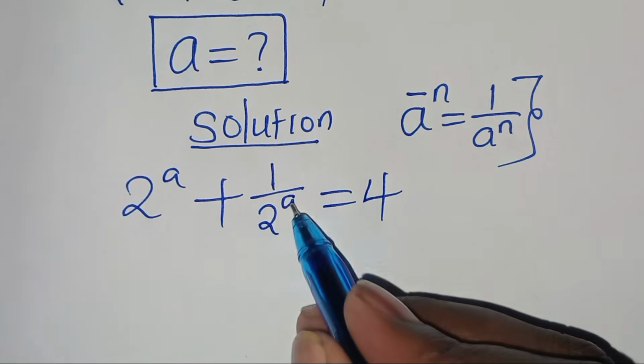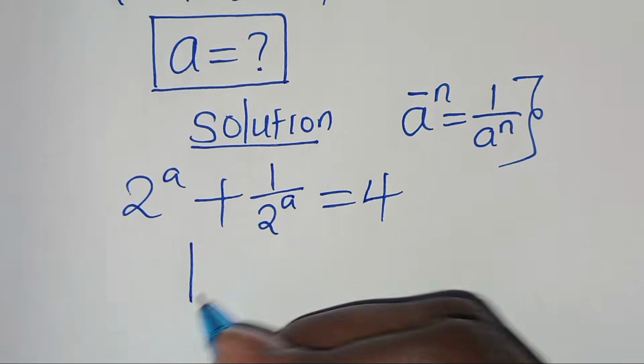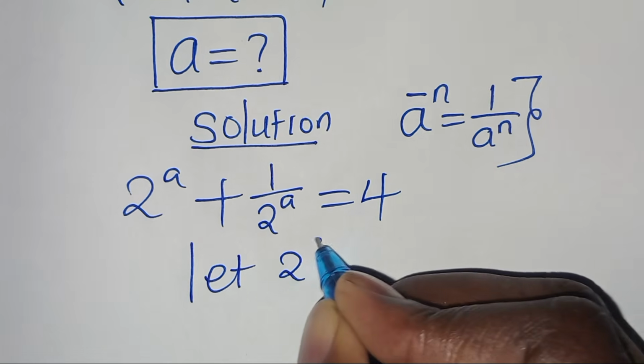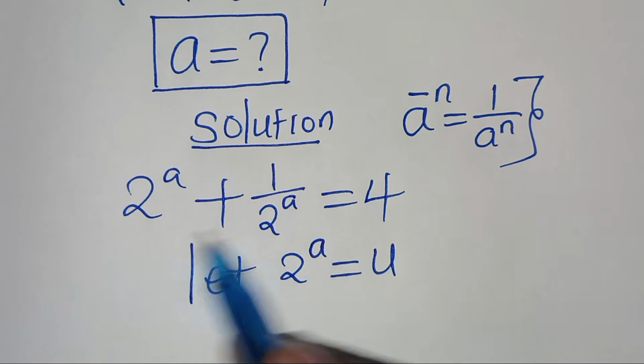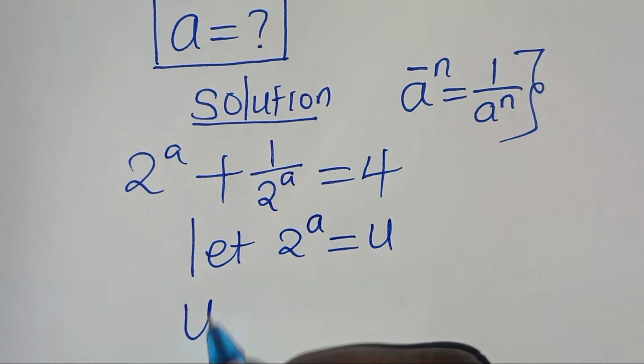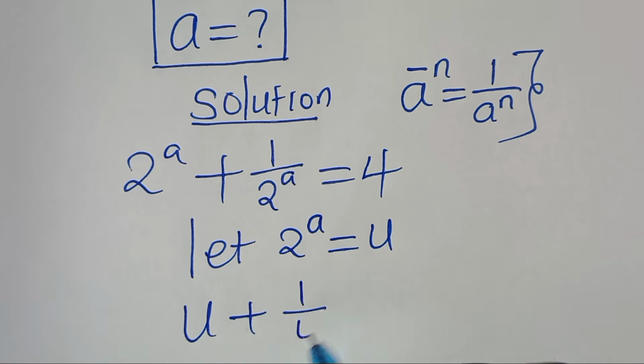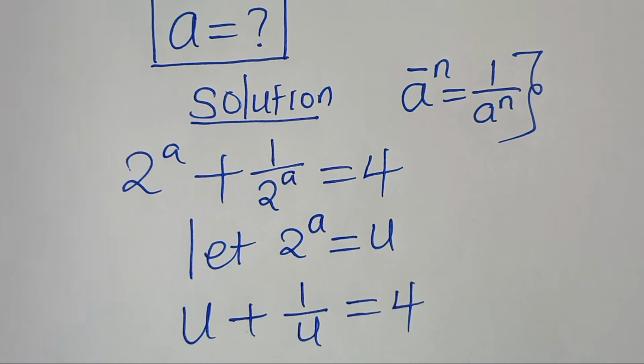Now we have 2 to the power of a here and 2 to the power of a here, so we can let 2 to the power of a be equal to u. Let's substitute u into this equation, so we have u plus 1 over u, which is equal to 4.